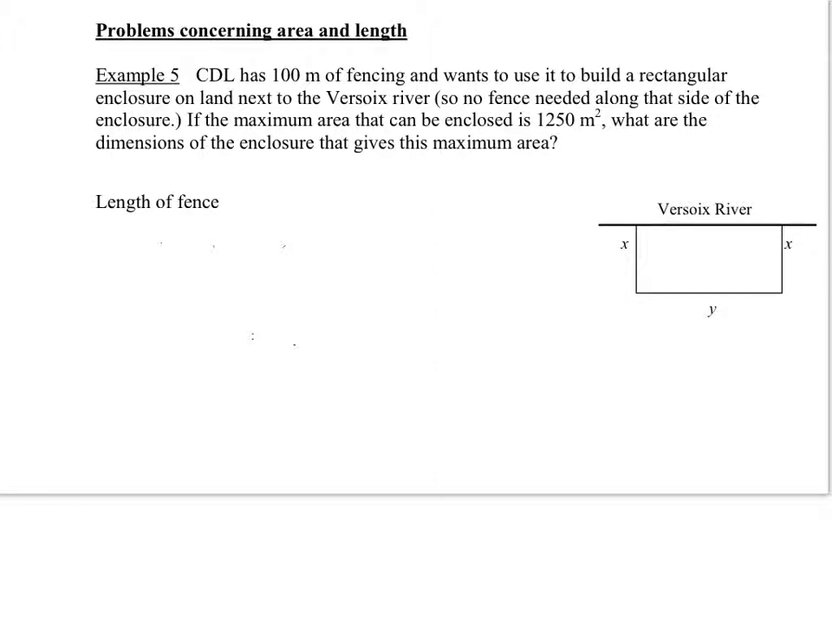If we do that, it means that the length of the fence is the 2x plus the y. And that has to be equal to 100 meters. Again, the x plus the x gives us the 2x, and we've also got this y. And that should all add up to 100 meters of fencing.